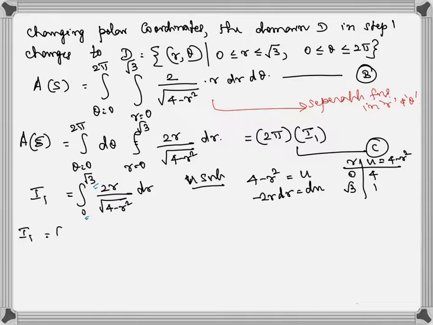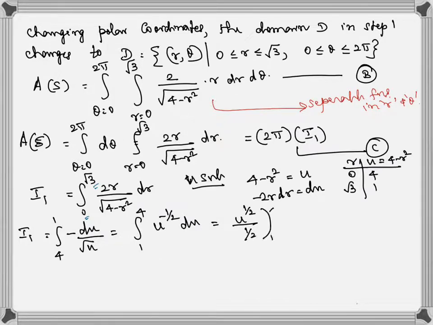Substituting the new limits, we get integral 4 through 1, then negative du over square root of u. Because of the negative, and by switching the limits, we can change the negative to positive. So it is u to the negative 1/2 du, which will become u to the positive 1/2 over 1/2 between the limits 1 and 4. So we get that to be 2 times 2 minus 1, which is 2. So I1 equal to 2.